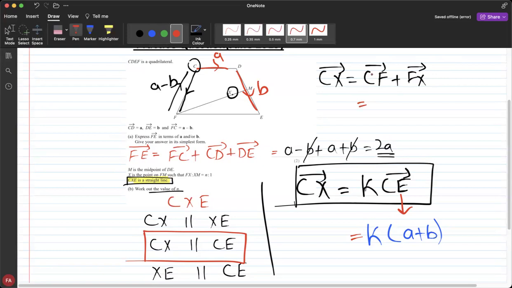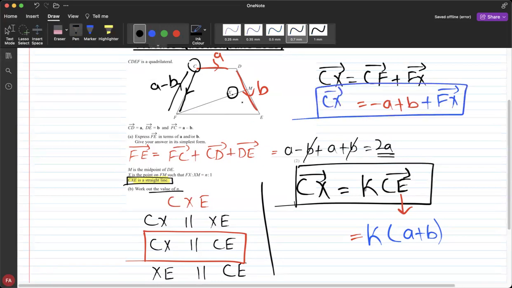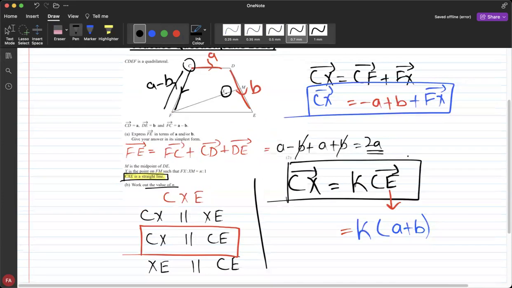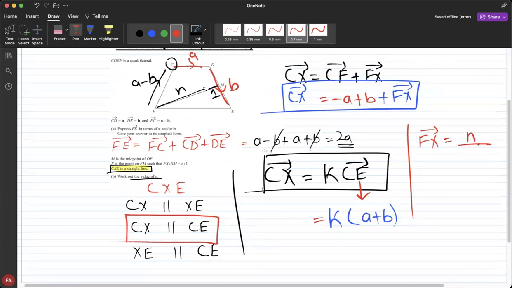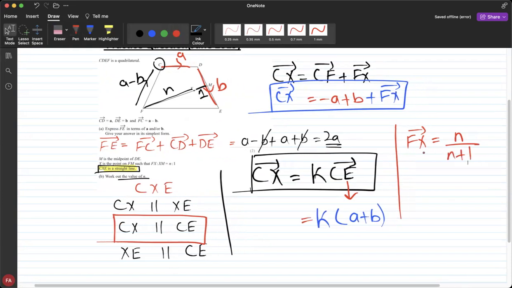Now, what exactly is C to F? Well, if they've given us FC, can I say that's going to be minus a plus b? And similarly, then you're having FX. So I do need to figure out FX over here as well. Now, if I want to figure out FX, and if I were to label out the ratios that we had as well, this was given to you as n, and this side was given to you as 1. Can I say that in this case, FX is going to be n over the total that we have for that line, which is n plus 1, times the whole line, which is FM.